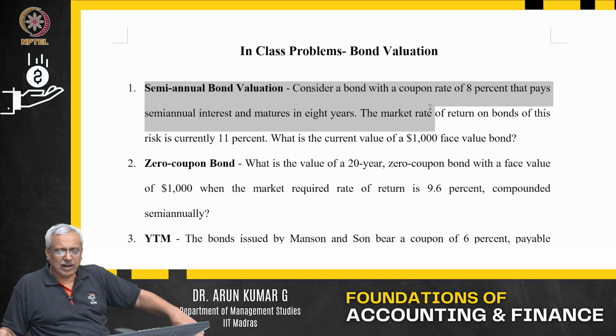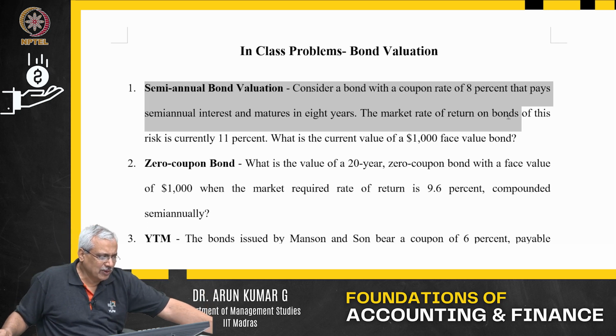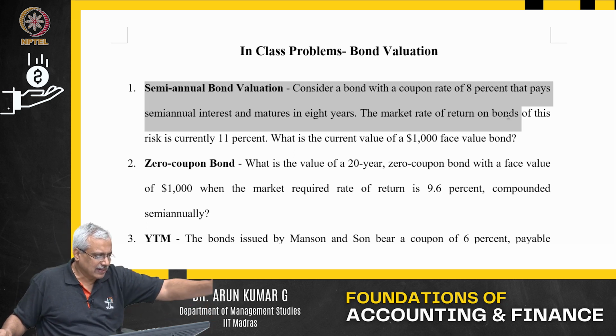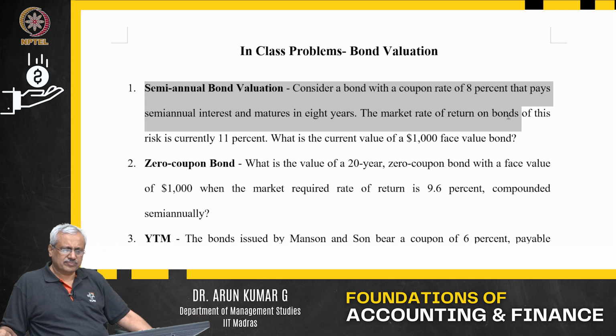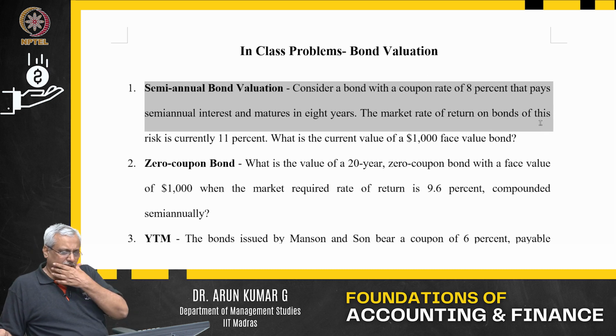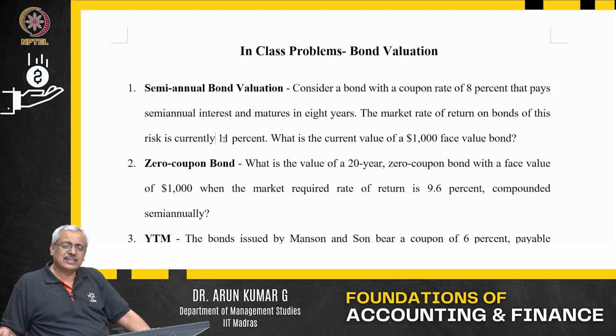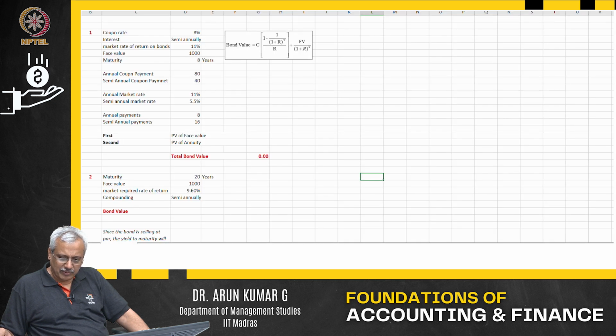Consider a bond with a coupon rate of about 8% that pays semi-annual interest and matures in 8 years. The market rate of return on bonds of this risk is currently 11%. What is the current value of the $1,000 face value bond? Let us try and solve it with the help of Excel.